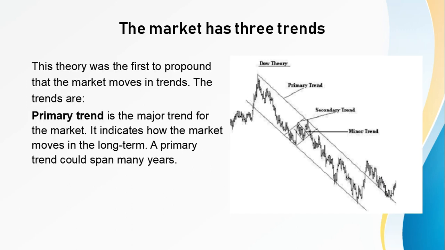Now, the second principle is that the market has three trends. This theory was the first to propound that the market moves in trends. Now, let's look at these three trends. The first is the primary trend, and it is the major trend for the market. It indicates how the market moves in the long term. A primary trend could span many years. Now, if you look at the image beside, you can see the primary trend in this picture.